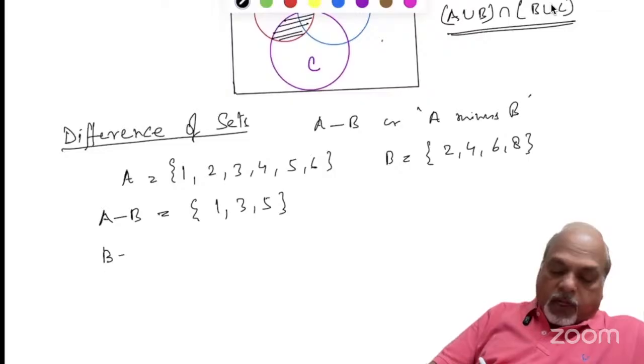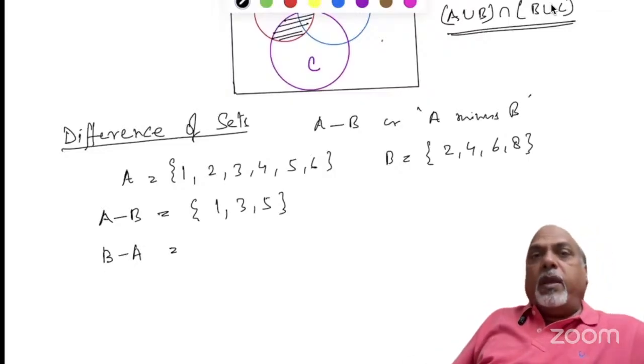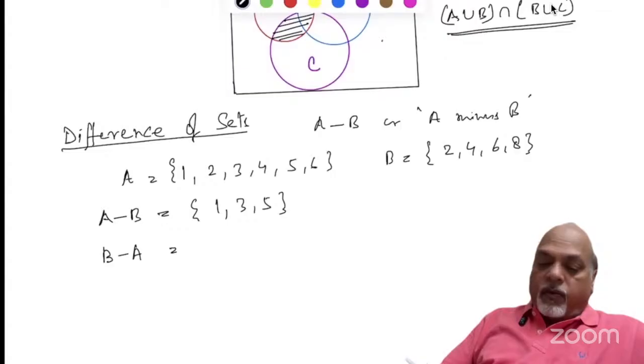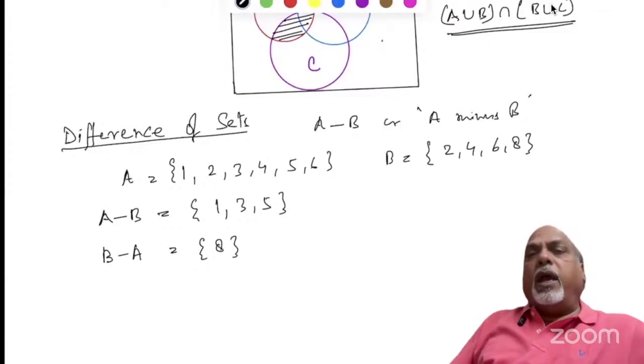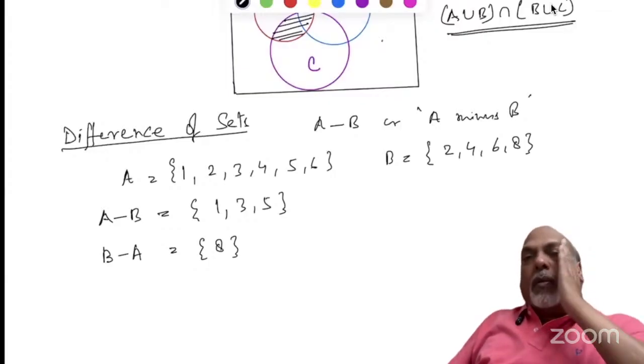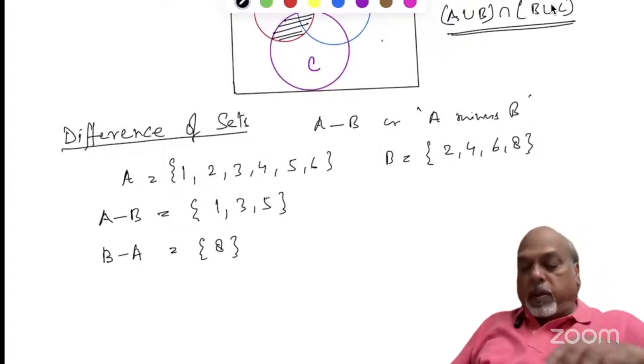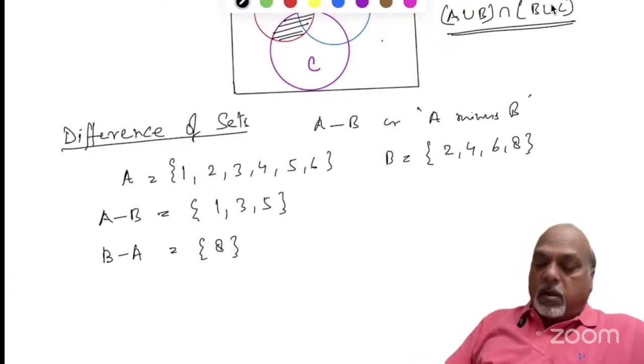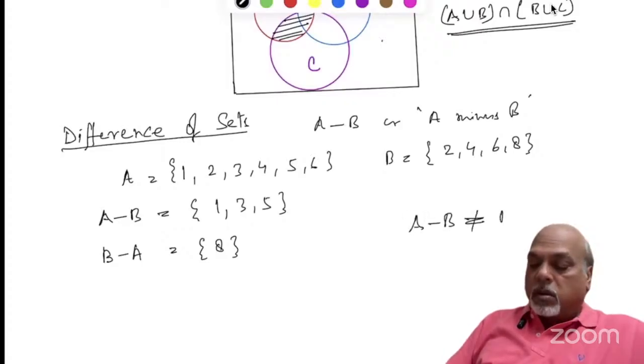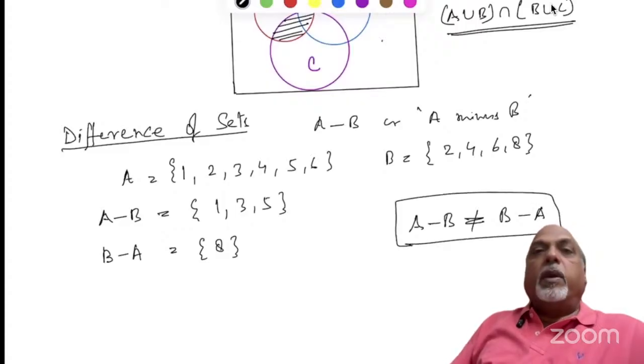Likewise, for B minus A, the elements of B which do not belong to A, we see only one element, that is 8, is the element of B which does not belong to A. Correct? Here you can see A minus B is not equal to B minus A. Correct?